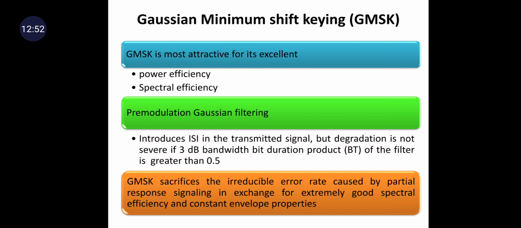The pre-modulation Gaussian filtering introduces ISI. ISI is nothing but intersymbol interference in the transmitted signal. But the degradation is not severe if the 3 dB bandwidth bit duration product BT of the filter is greater than 0.5.